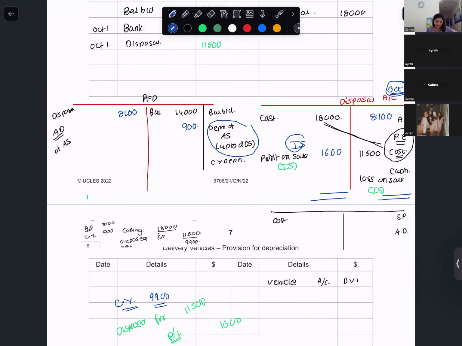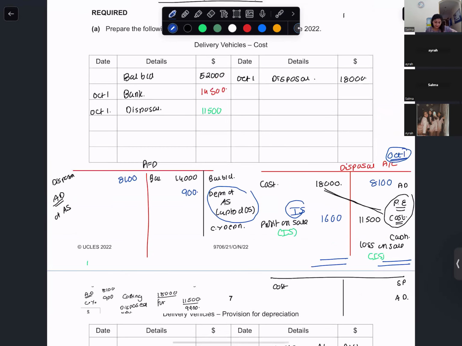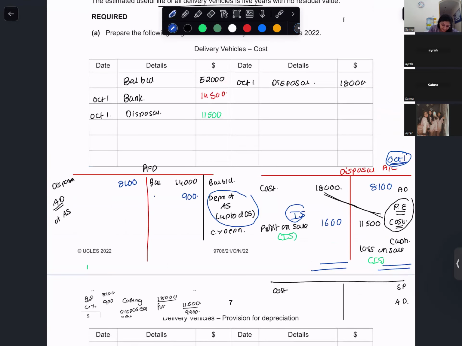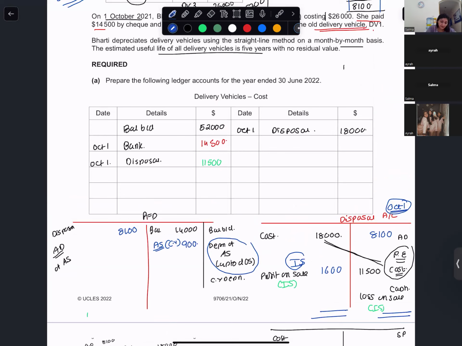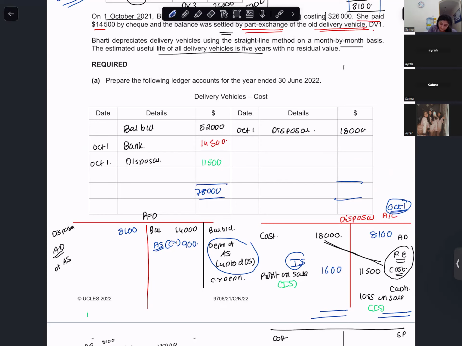Now provision for depreciation. This is the asset sold for the current year. Now I have to find out depreciation of the remaining assets. Close the delivery vehicle account. What is the total of the debit side? 78,000. Balance closed down, 60,000.